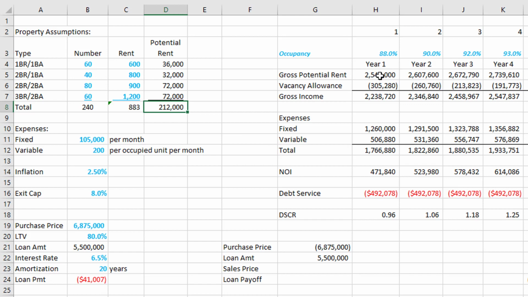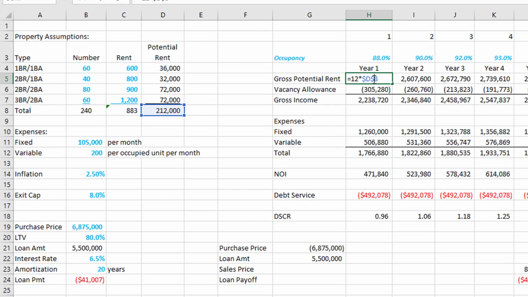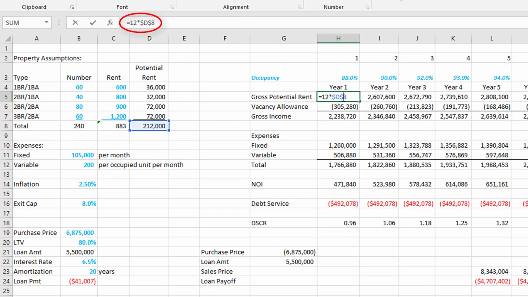If you look over here at the first year, I need to multiply 12 times that monthly rent to get an annual number. And so that's what's going on right here. This is driving the top line. Gross potential rent is coming from these inputs over here. My expenses are given here, and this is a very simplistic model where I've got 105,000 per month fixed, and then I'm going to have $200 per occupied unit per month. So that's a variable portion that goes up and down based on occupancy. Inflation rate is 2.5%. This is what the cash flows are going to grow at, both revenues and expenses.